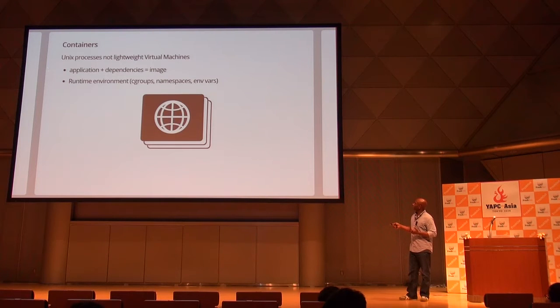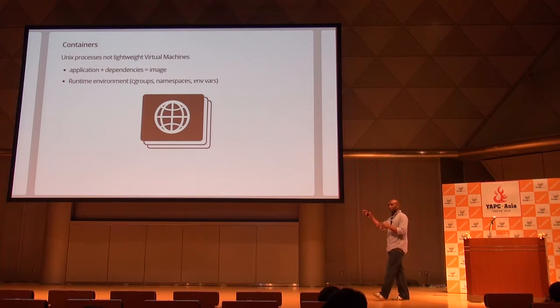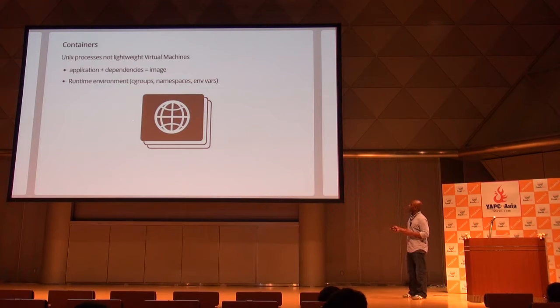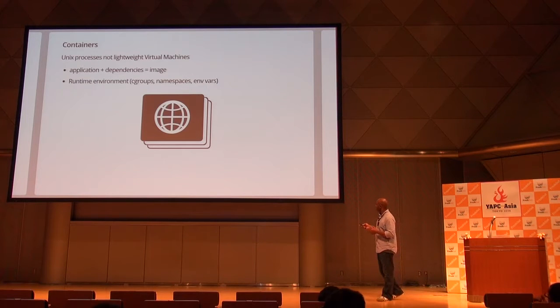You take those, you put them together, and out comes an image. The image is the thing that we store, we share, and we sync around to machines. You can do that manually, but today we'll be talking about doing that with the scheduler. The other part is the runtime environment. So for most people, this is Docker. And Docker sets up cgroups, namespaces, and the environment variables for your containers.